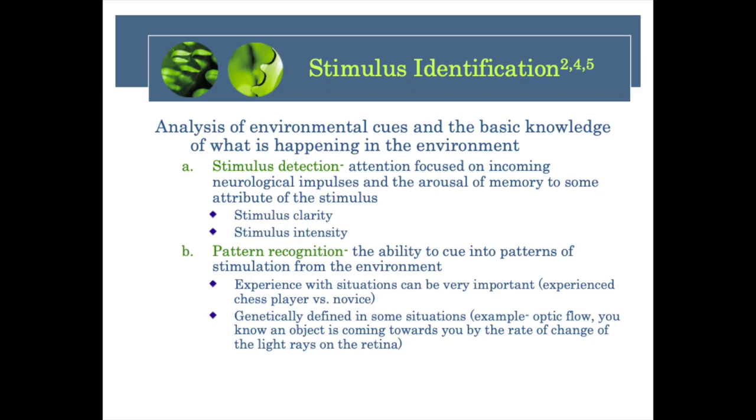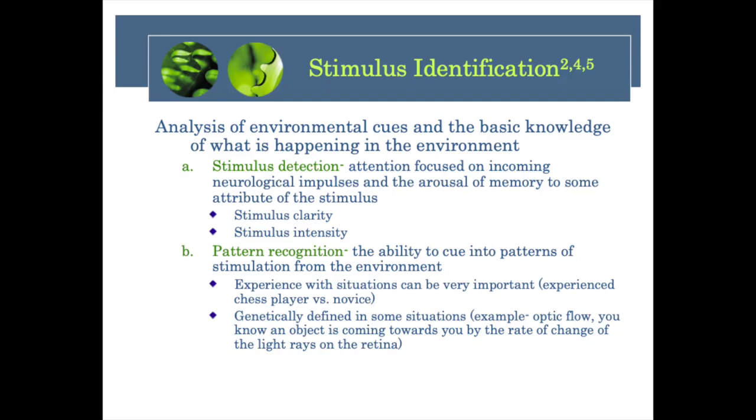There are two parts of stimulus identification: stimulus detection and pattern recognition. Stimulus detection is when we make a decision to focus our attention on some sort of incoming information. These are also identified as neurological impulses. At that point, we then use, arouse, or try to recall something in our memory related to the stimulus that's coming in.